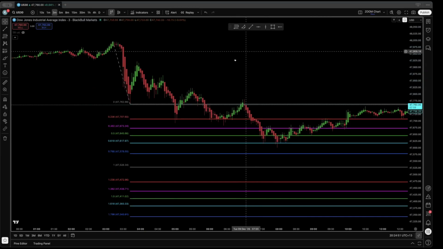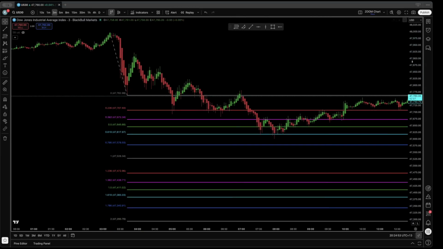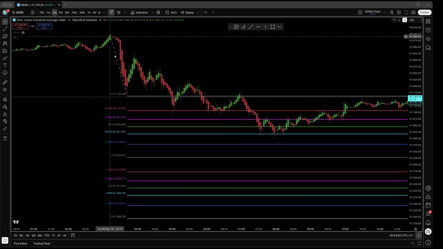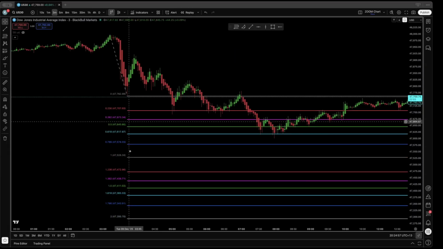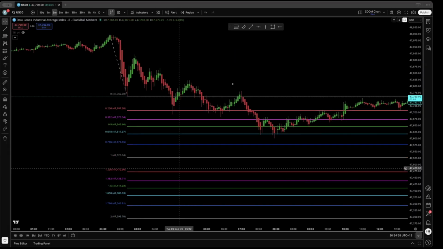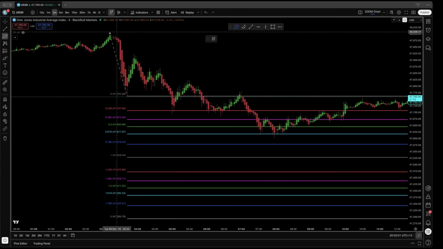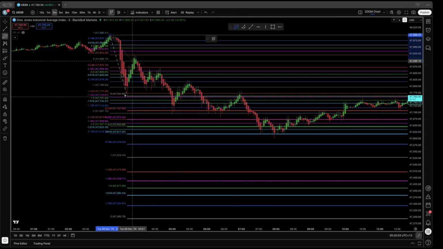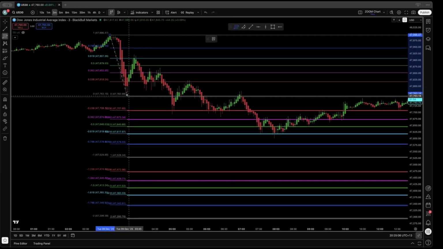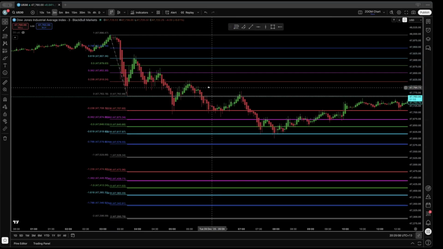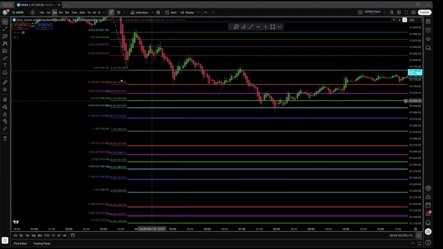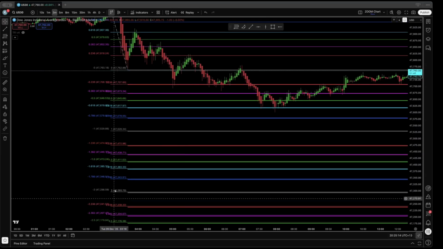Okay, so what we've got here is the fib extension tool. This is the proper way to use it. From the swing high, first pullback, you get your future targets moving down. So with my tool, you can see from that high to that first pullback, they exactly overlap. You can see the extension tool plus my retracement.